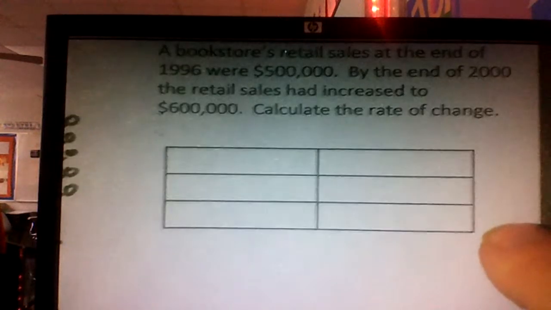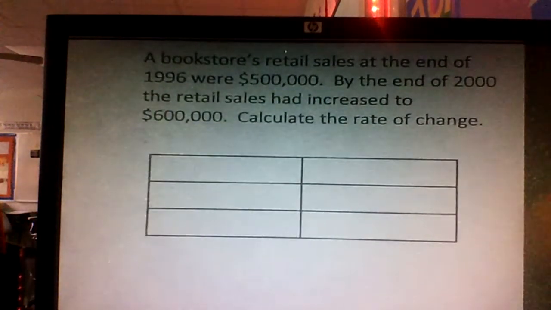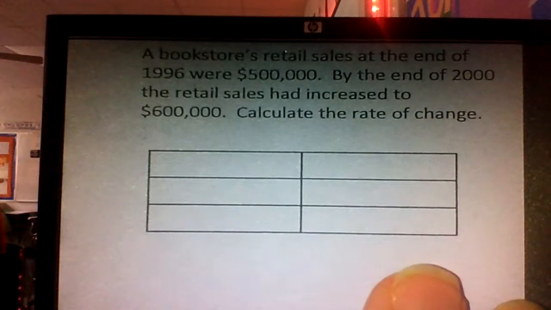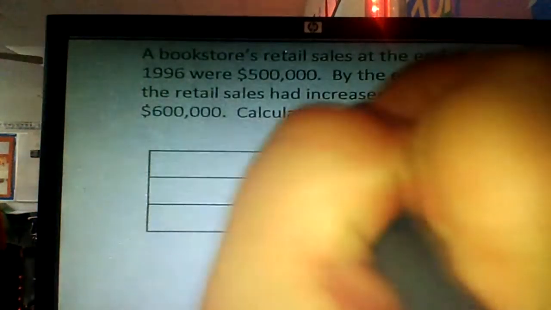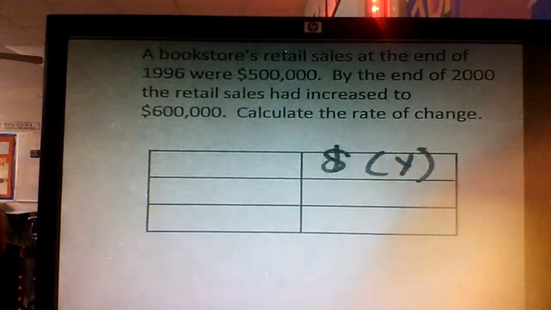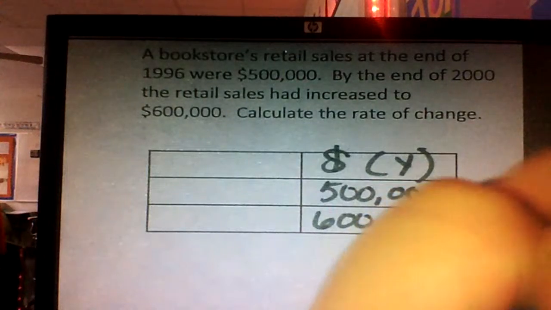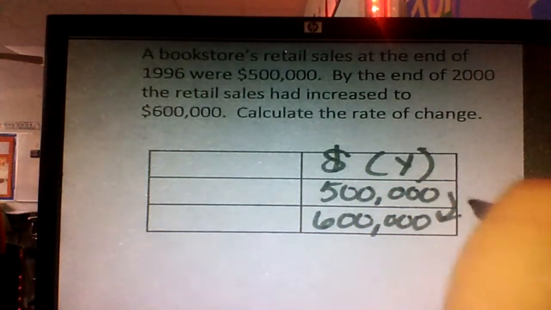Last one. A bookstore's retail sales at the end of 1996 were $500,000. By the end of 2000, the retail sales have increased to $600,000. Calculate the rate of change. Is that my Y or my X though? That's my Y value. So my money is my Y value. We started at 500,000 and went to 600,000, which you said was an increase of 100,000.